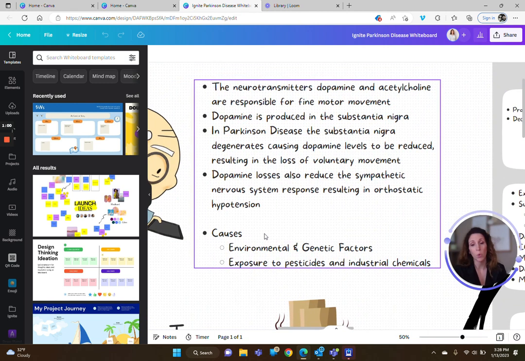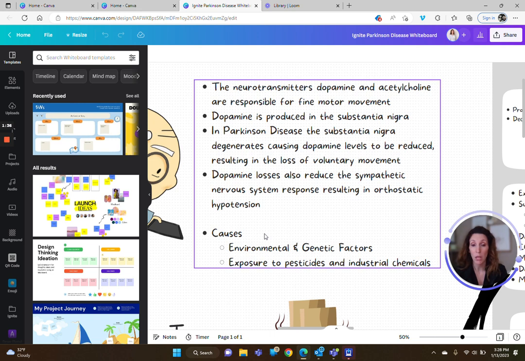The reason that's important is because the neurotransmitters, dopamine and acetylcholine, are responsible for fine motor movement. And so because of that, some of the issues that we see in Parkinson disease affect fine motor movement. Dopamine is produced in the substantia nigra, okay, and in Parkinson disease, the substantia nigra degenerates, and this causes decreasing levels of dopamine, and that results in the loss of voluntary movement.